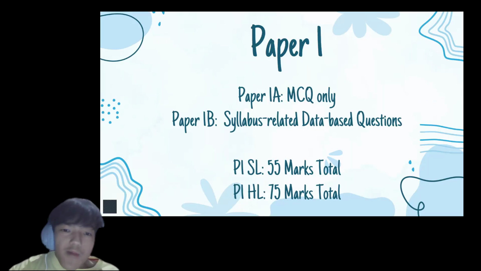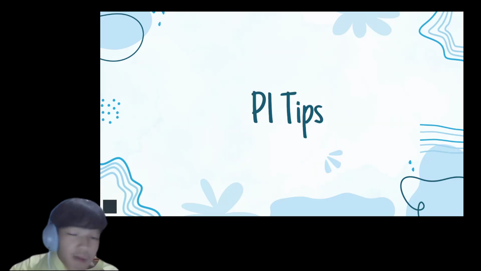So, what is paper one? Paper 1A is MCQ only, multiple choice questions only. And then for paper 1B, it's syllabus related database questions. As you can see, there's a 20 mark difference between paper one for HL and paper one for SL. And then moving on, these are some paper one tips.